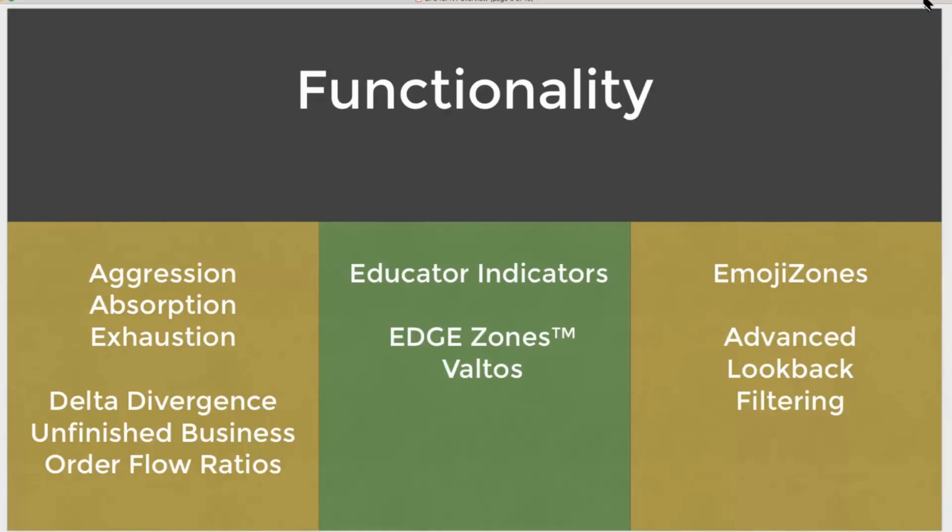We've also got indicators that look at order flow conditions, including delta divergence, which is a broader, more coarse way of seeing exhaustion, but across a series of bars on a chart.